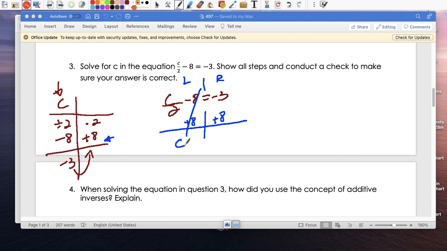These two 8s cancel each other out. I'm left with c over 2. Negative 3 plus 8 is 5. The next thing I'm going to do is right here. It says multiply both sides by 2. This and this simplifies. I'm left with c, and 5 times 2 is 10. So apparently that's my answer.